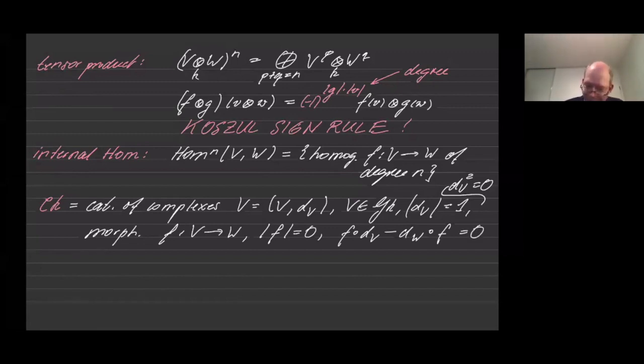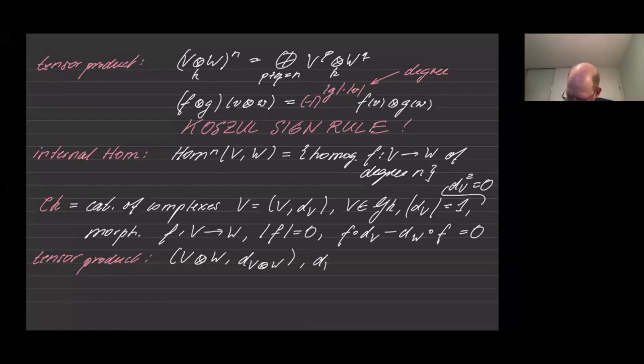Okay, and again we have a tensor product. Yes, the tensor product is given by the tensor product of graded spaces endowed with the differential of the tensor product, and the differential of the tensor product is dV tensor the identity of W plus the identity of V tensor the differential of W. And here I have absorbed certain signs into the Koszul sign rule.